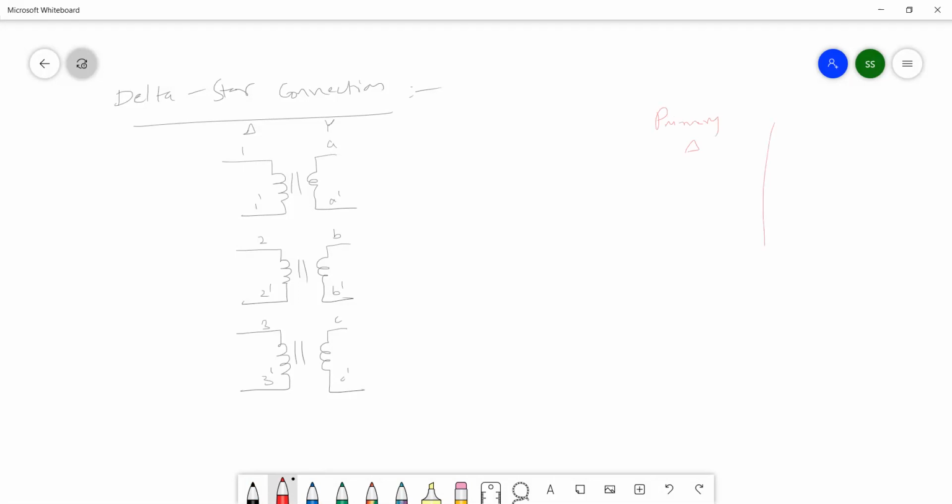1-2, 2-3, 3-1. Right. Sorry, this is a delta. Correct, you are correct. 2 dash 3 and 3 dash 1. Right.